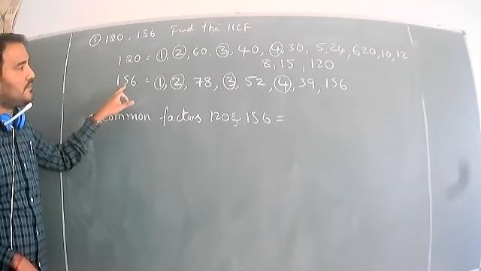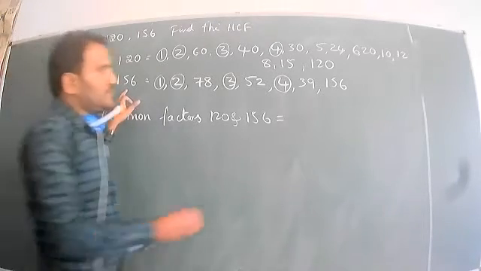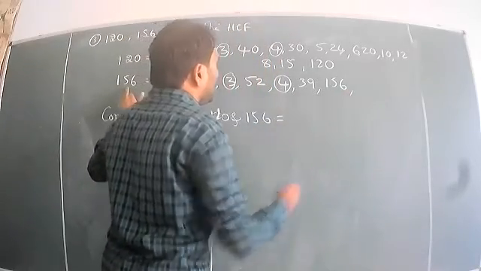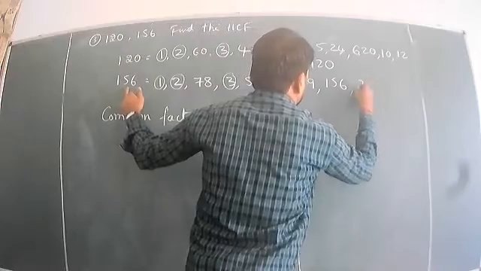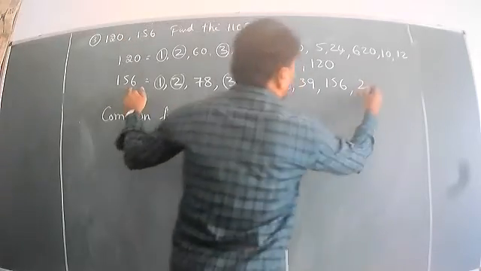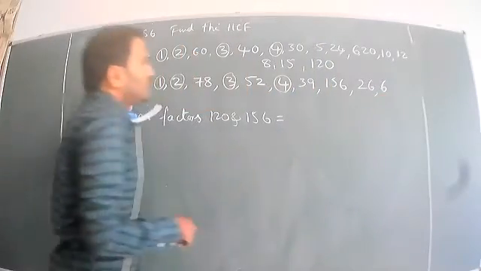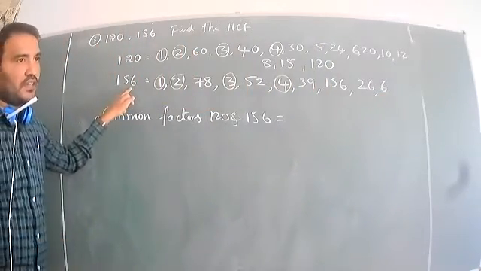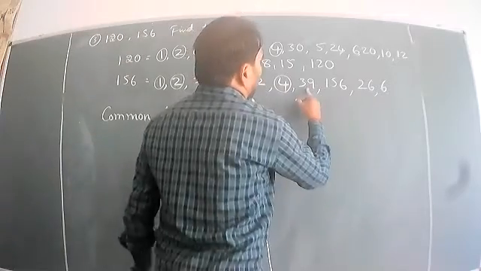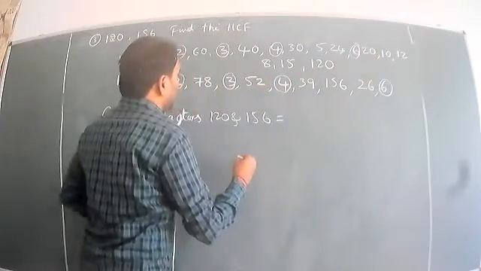6 can be divided. 6 is a factor of 156. 6 twos are 12, 6 sixes are 36, 6 times 26 is 156. 7 cannot be divided. 8, okay, leave it. Next, 5 is not there. 6 is there. Yes, 6. Okay, write the common factors.